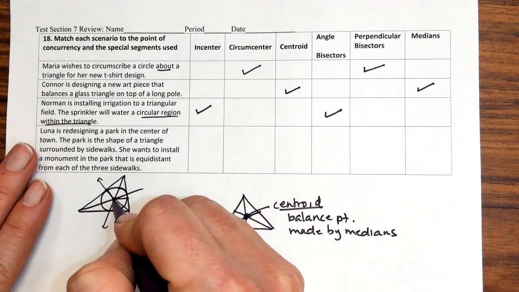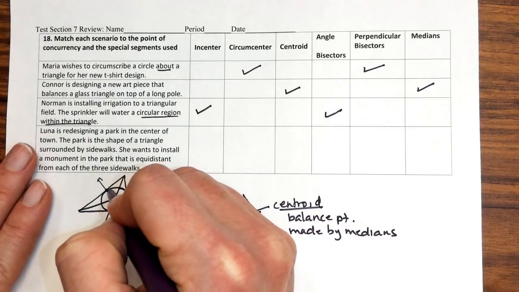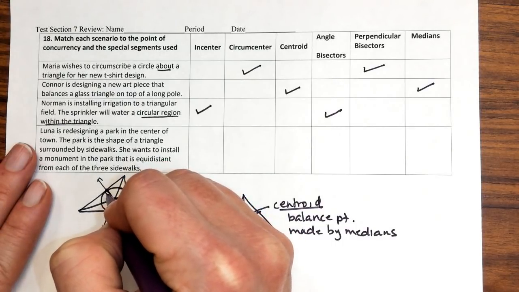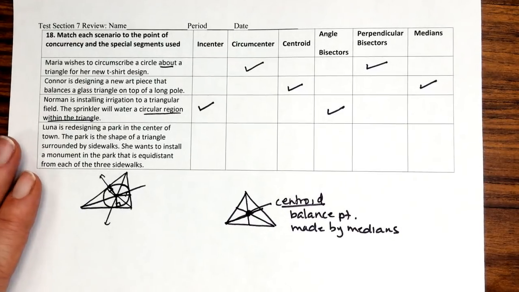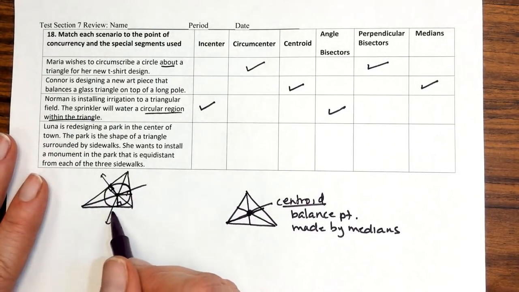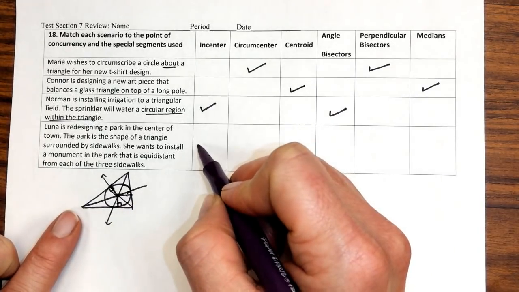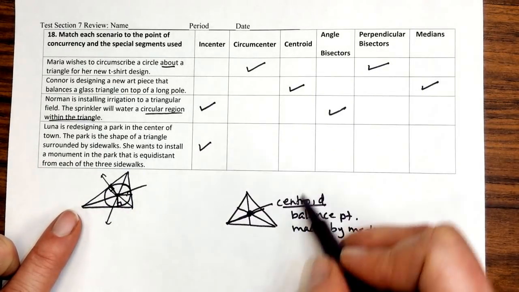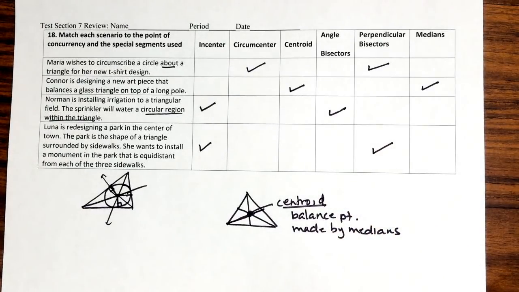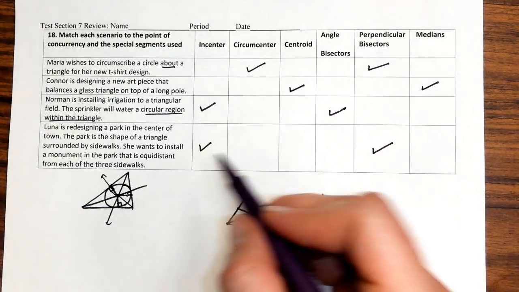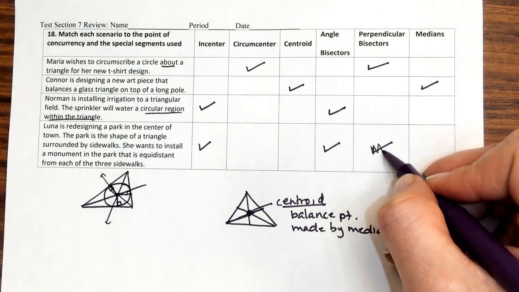It is equidistant and perpendicular to the edges, or the sidewalks. You have an example of this, I think, on a worksheet, but be very careful. So this is an incenter, and it's made by angle bisectors.